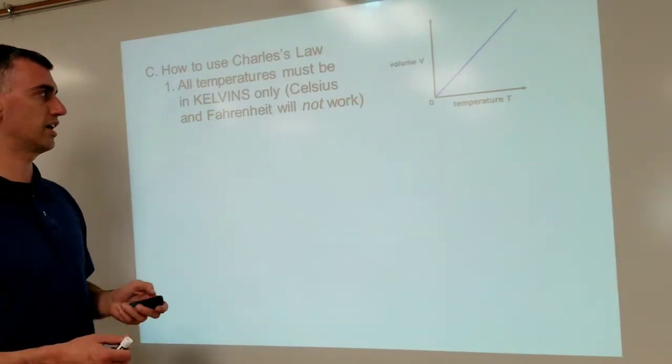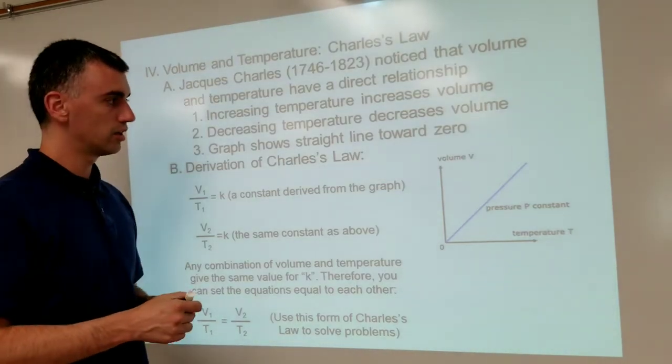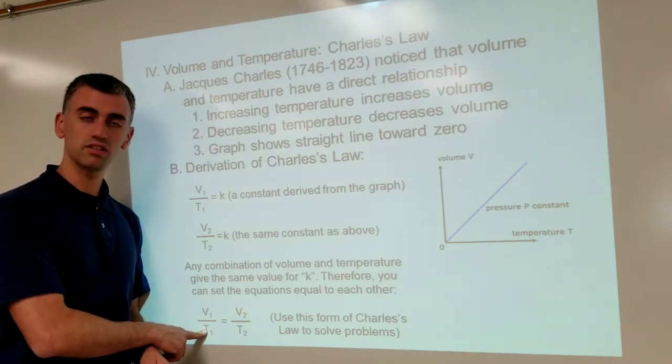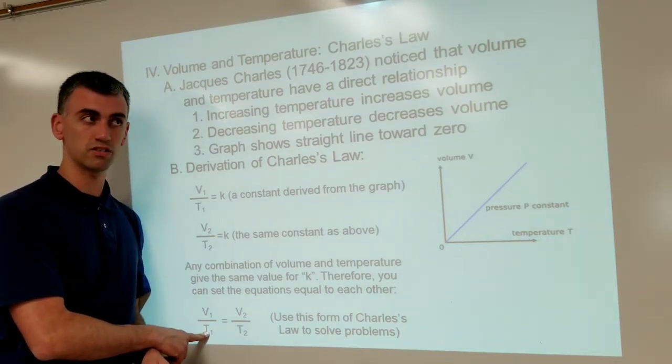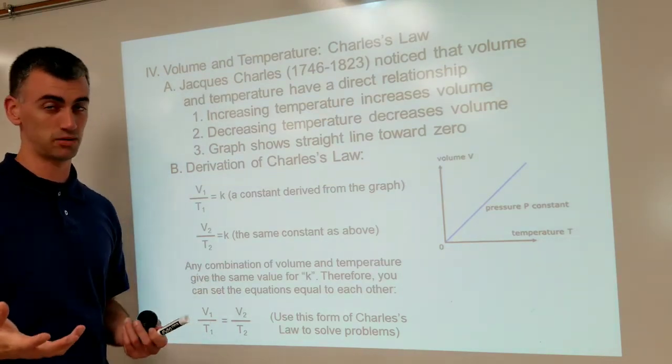Let's consider why. I was looking for it on here, I don't see it. So consider if you have Celsius. Celsius can be zero. Zero is the freezing point of water, and it can get colder than that. So you can have negative temperatures.